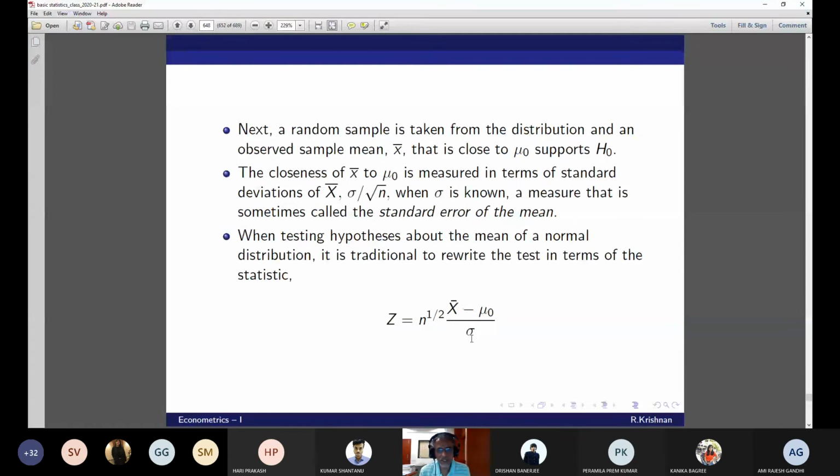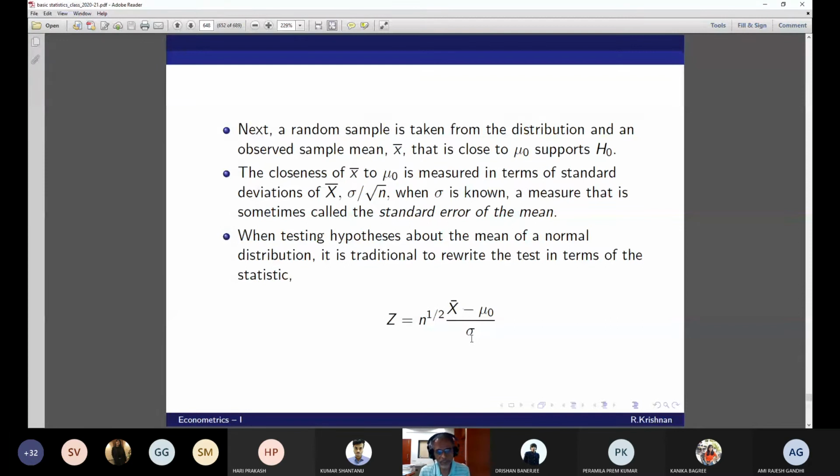A random sample is taken from the distribution, and we observe a sample mean x bar that is close to mu 0. This is very intuitive. Suppose the null hypothesis holds. The closeness of x bar to mu 0 is normally measured in terms of standard deviations, sigma by root n, when sigma is known. Underline the words: when sigma is known. This measure is sometimes called the standard error of the mean.